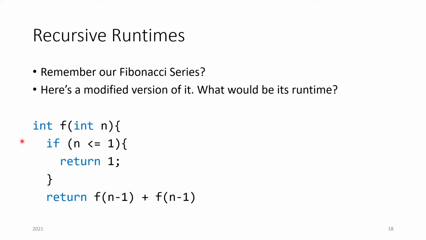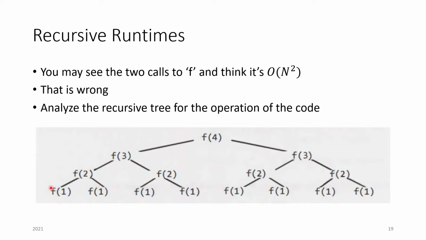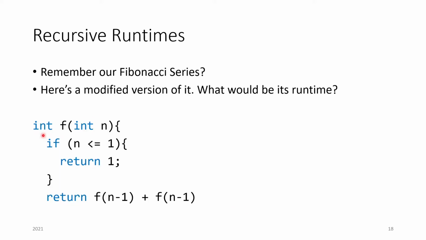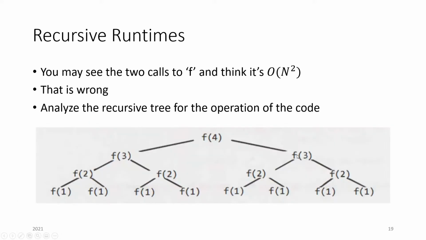So let's go back to our Fibonacci code that we saw in earlier lectures. Let's see what the runtime of this is going to be. We're going to go back to our recursive tree here. Basically you saw two function calls here, f of n minus 1 plus f of n minus 1. Actually, this is going to be f of n minus 2. I'll correct this on the slides, because that code there is wrong.